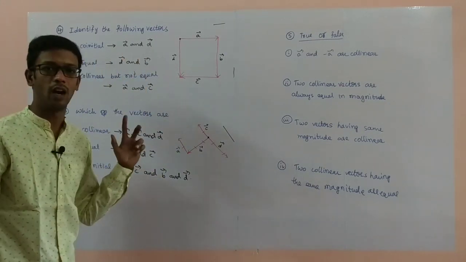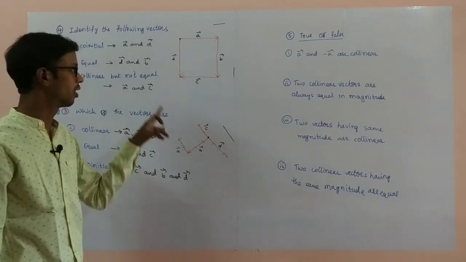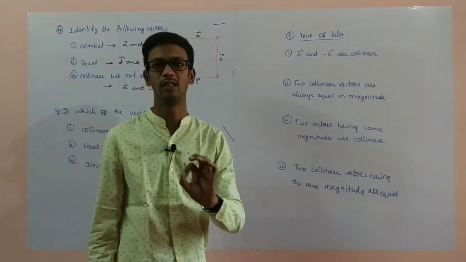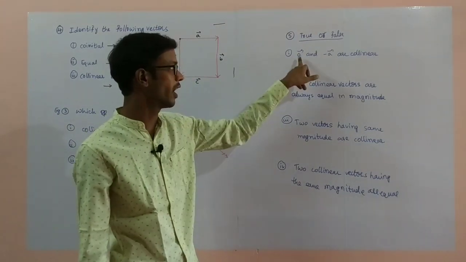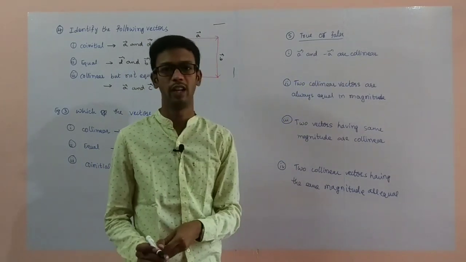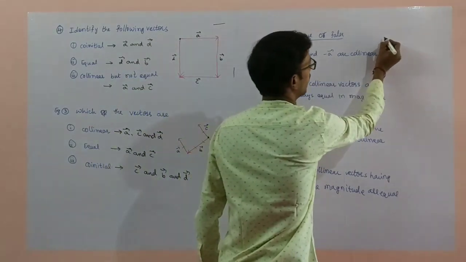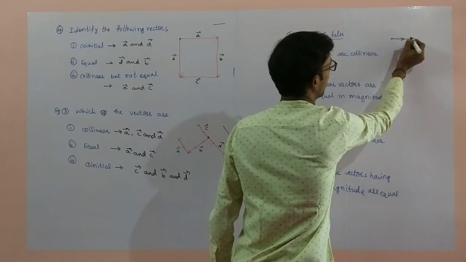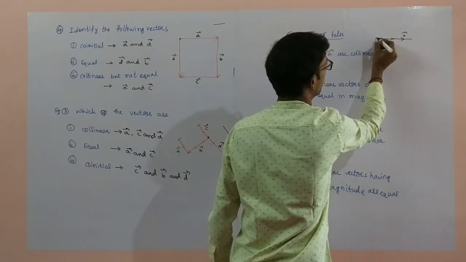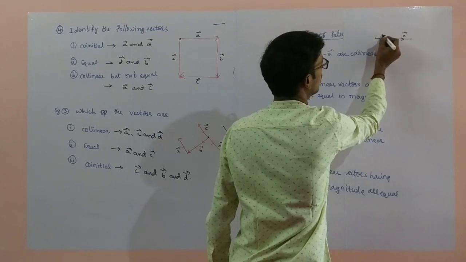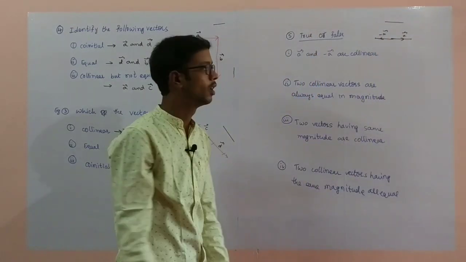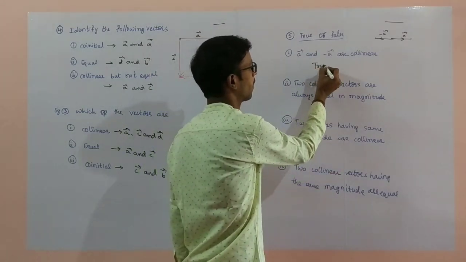So first you have to confidently learn the definitions. Next, fifth problem, true or false. Just write true or false here. A bar and negative A bar are collinear. See here, this is the A bar vector. Negative of this one means opposite direction. So this is negative A bar. So parallel to the same line. So that's why it is true.